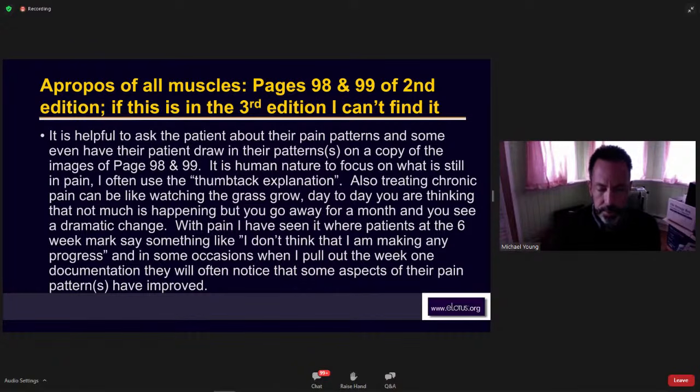I started with the second edition, and I prefer the second edition. It has some perks that I haven't found in the third edition, but I have both. So if you're really into trigger points, I recommend getting both. The second one I think is a little more clinically useful, but I don't know if other people look at it that way or not.